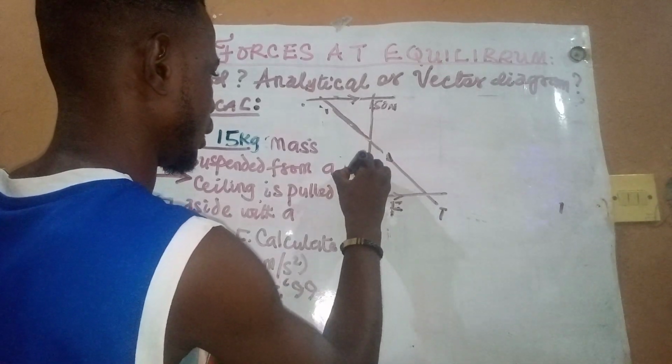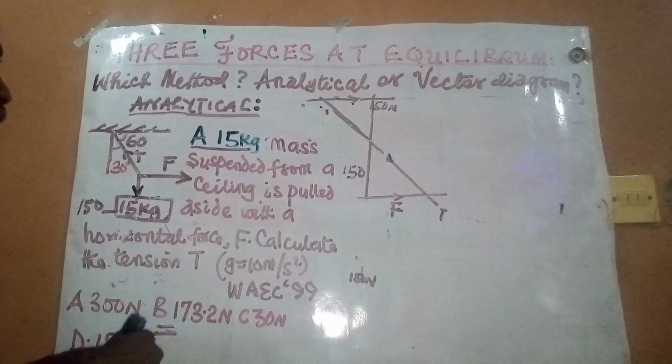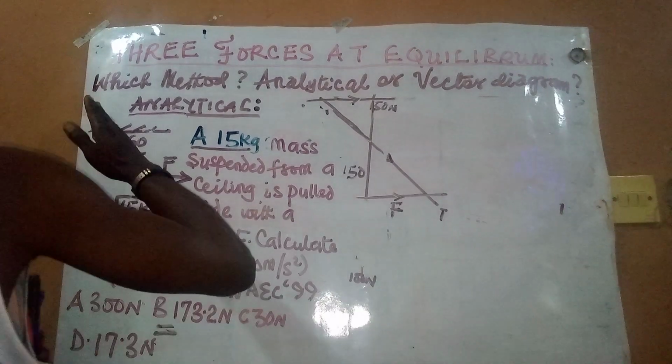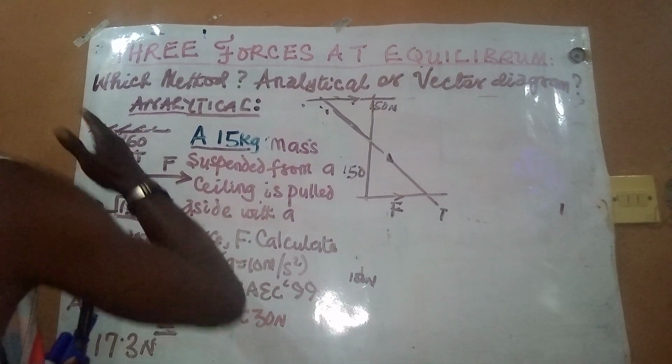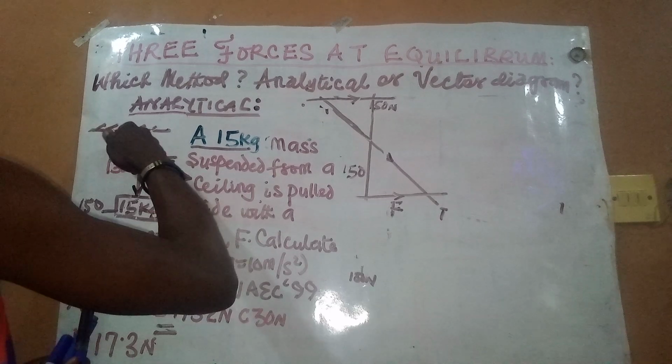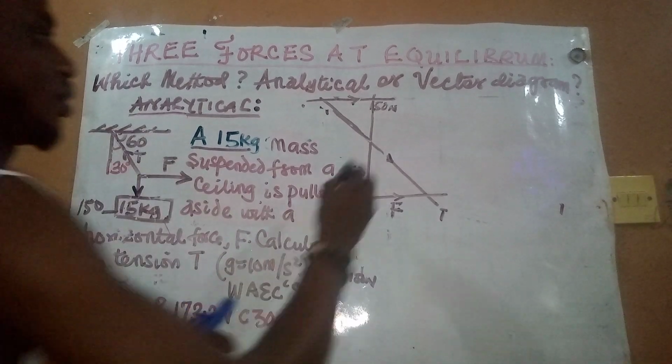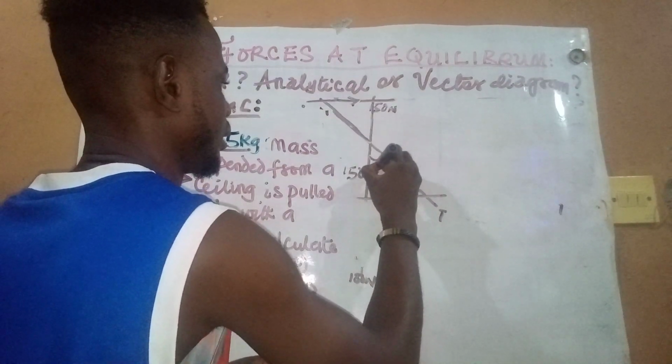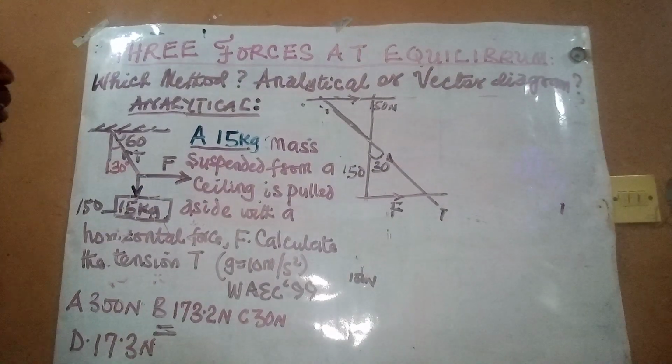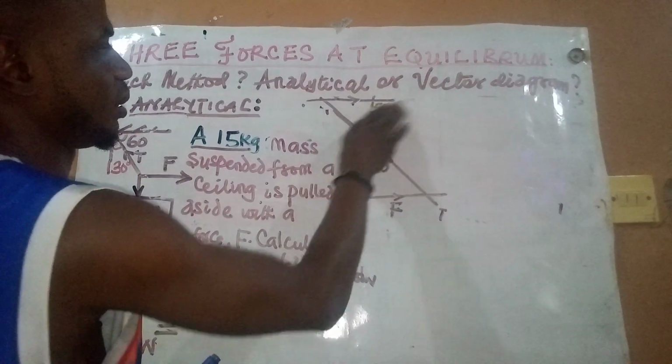150. And the tension in the string is at angle 30 to the vertical. Look at it. Vertical, 30. Vertical. So I can now clean up this.